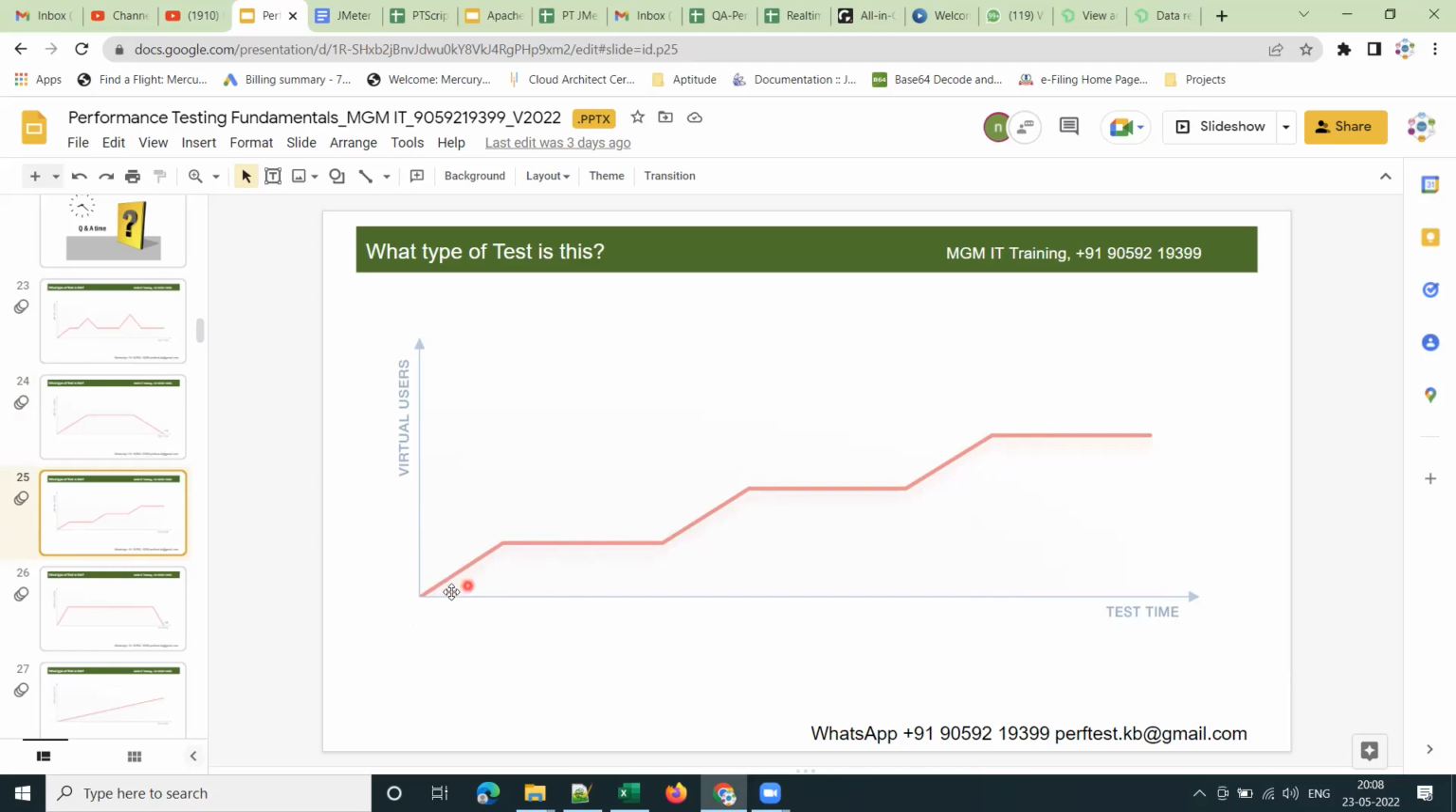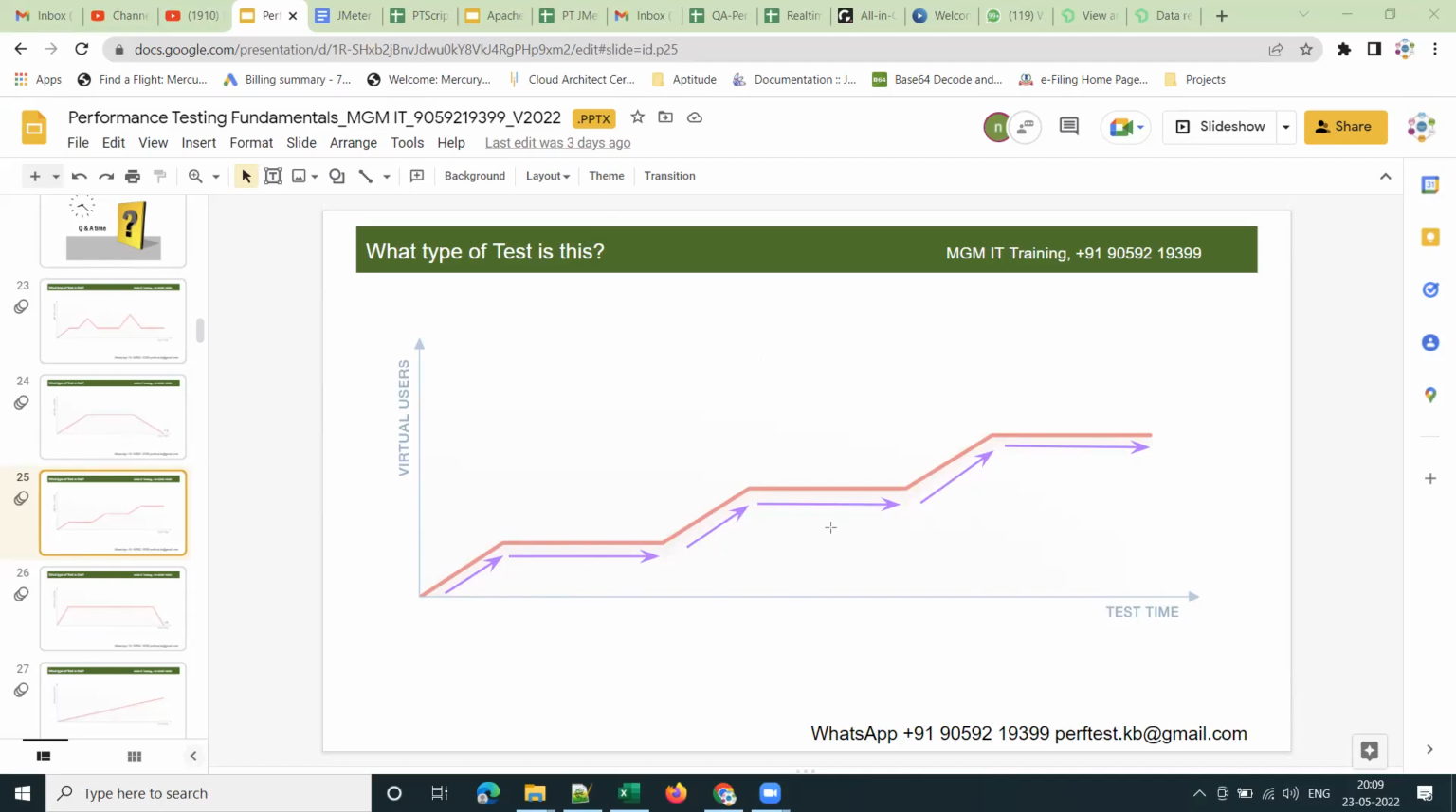Clear, guys? So we have some ramp up here. We ramped up some users and maintained some steady state, which means there is no change in the user load from here to here, isn't it? Please understand the graph. The y-axis represents the virtual user load on the application. What is meant by user load, guys? How many users are using the application at a particular time. Now again we increase the user load, again maintain some steady state. So what are we doing here? We are gradually increasing the user load, isn't it?